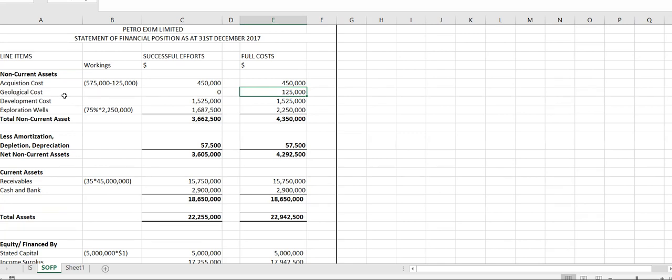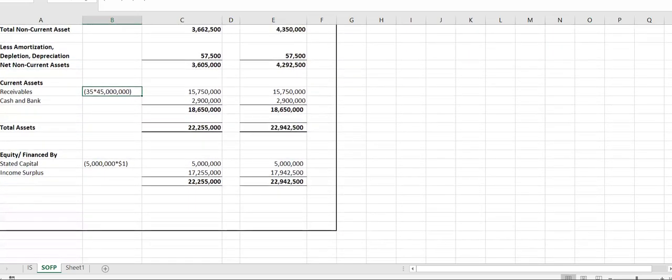Then the development cost is always and always capitalized because it leads to a successful discovery. For the exploration wells, 75% is going to be capitalized under the successful effort. Under the full cost, it will be the full amount that is capitalized. Then we less our DDA. So the asset base for full cost is higher than the successful effort. Then of course, we'll have our receivables over here, which is the same. Then we have the equity side.